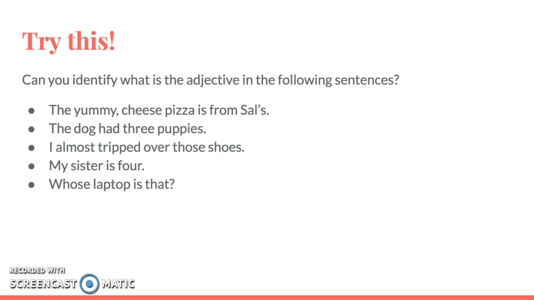I'd like you to come to class, be prepared to be able to identify which are the adjectives and be able to write your own sentence in class with adjectives in the sentence and be able to identify it and have your partner identify it as well.